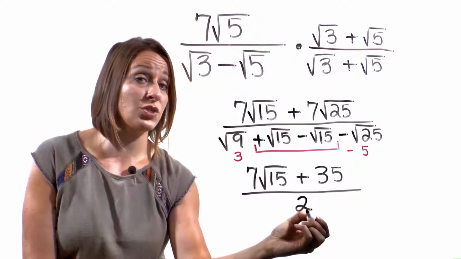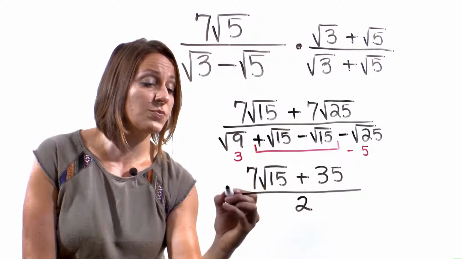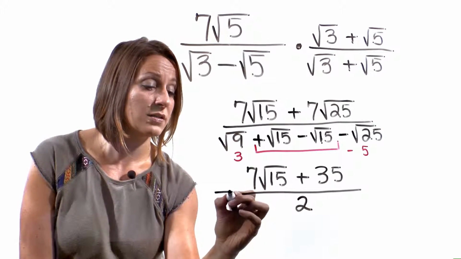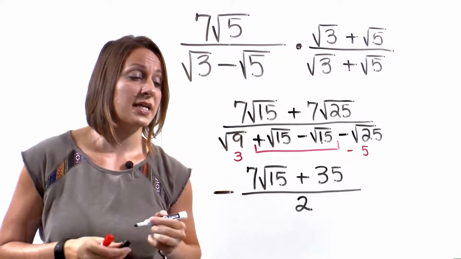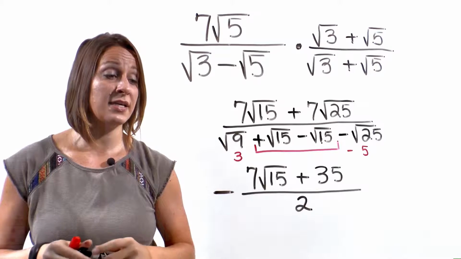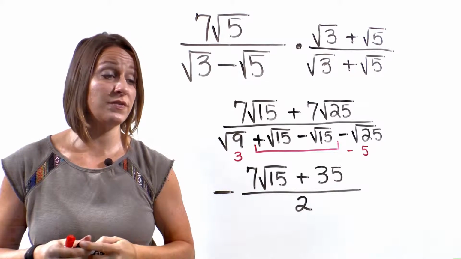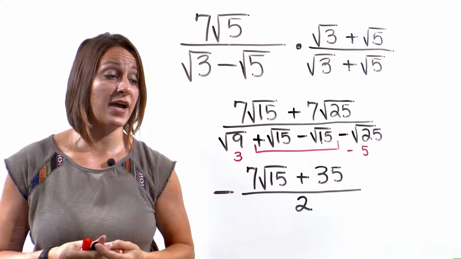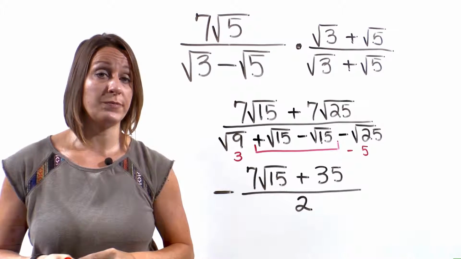Most of the time we'll put the 2 on the bottom, and we'll just bring our negative sign, just kind of float it out in the front. So our final answer is negative 7 square roots of 15 plus 35 over 2.